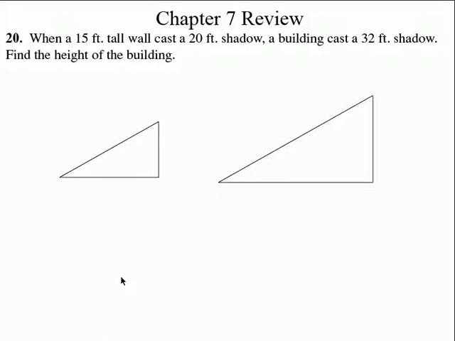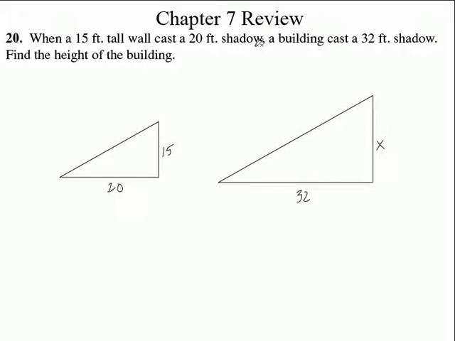Alright, here we go, the last one on Chapter 7. I drew a couple pictures on here already. When a 15-foot tall wall casts a 20-foot shadow, so let's say this is the 15-foot wall, and this would be the 20-foot shadow going around like this. Then it says a building casts a 32-foot shadow, 32 feet. And the question says find the height of the building.